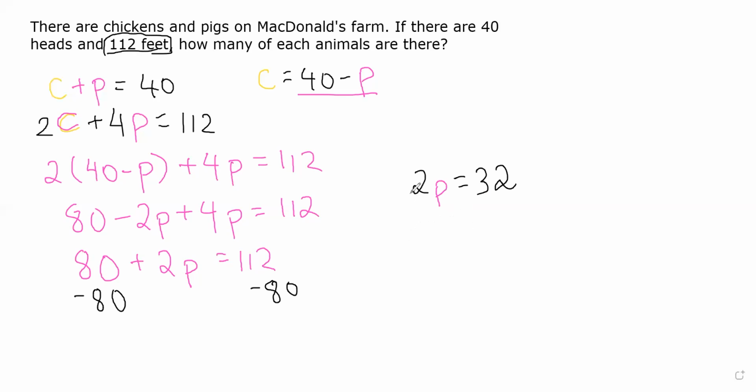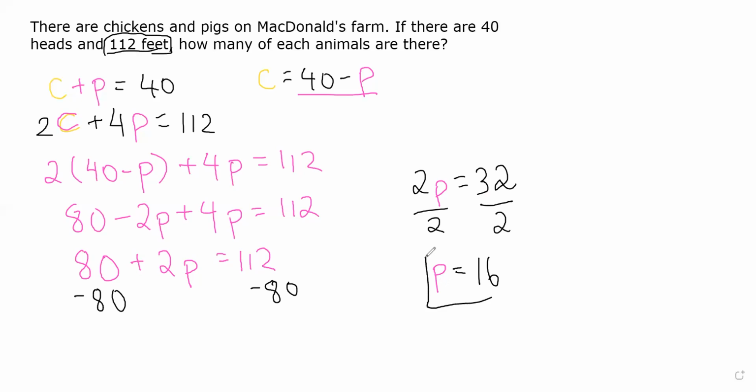Now, if 2 times the number of pigs is equal to 32, well, P is just equal to 16. Or what you can do is divide both sides by 2. So 2 divided by 2 is just 1. 1 times the number of pigs, P, is just P, which is equal to 16. 32 over 2 is 16. So we know that the number of pigs is 16.